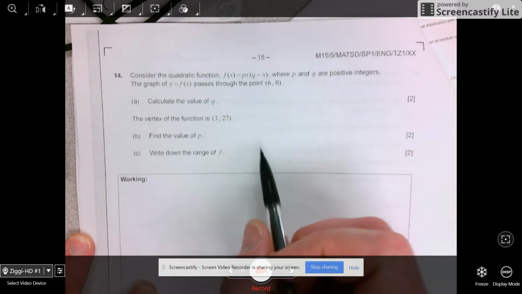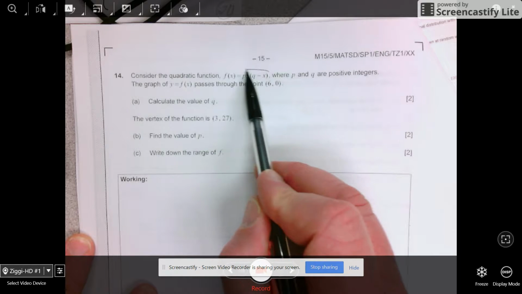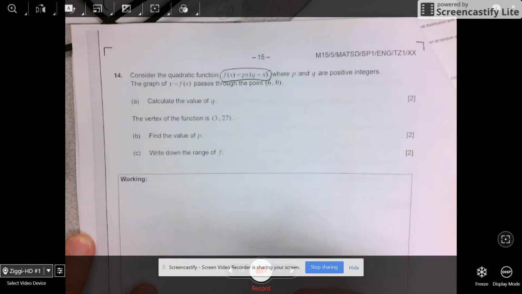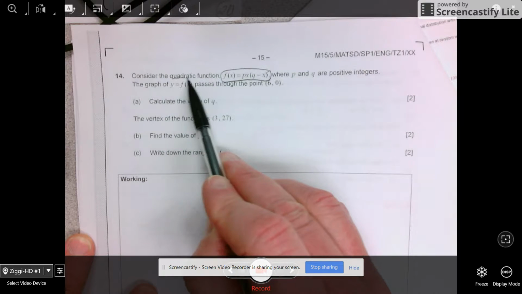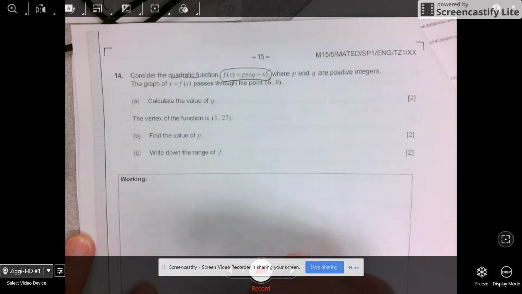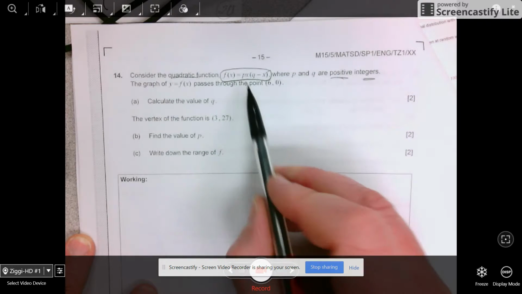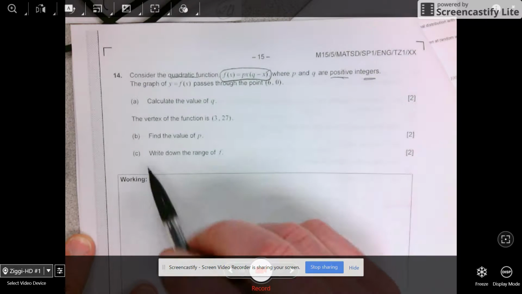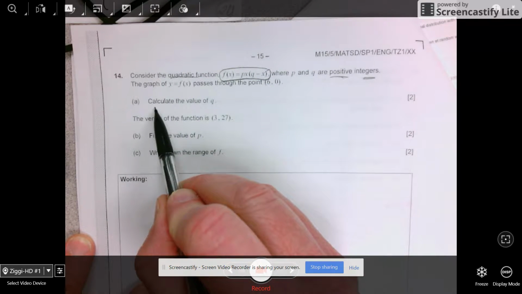So first of all, you notice it's the first question on the test as well as this one. They're just trying to see here, do you know how to substitute? Do you understand what this function notation means? It tells you it's quadratic. That means it's going to be x squared somehow. And it says p and q are positive integers. So that would be 1, 2, 3, 4, 5, 6, 7, 8, 9, 10. Bigger than that. Calculate the value of q.